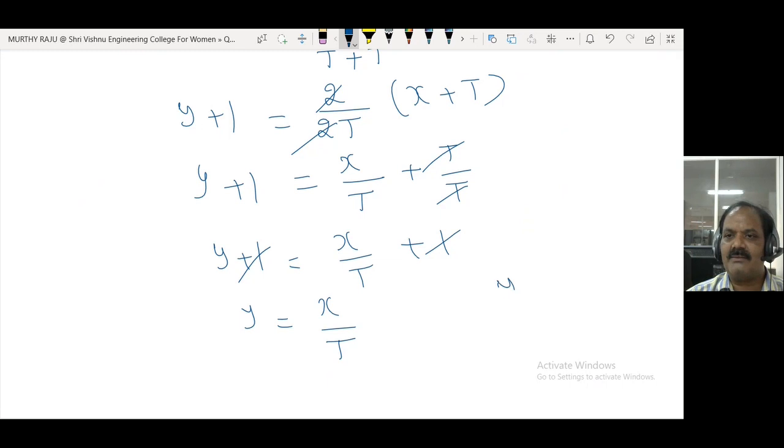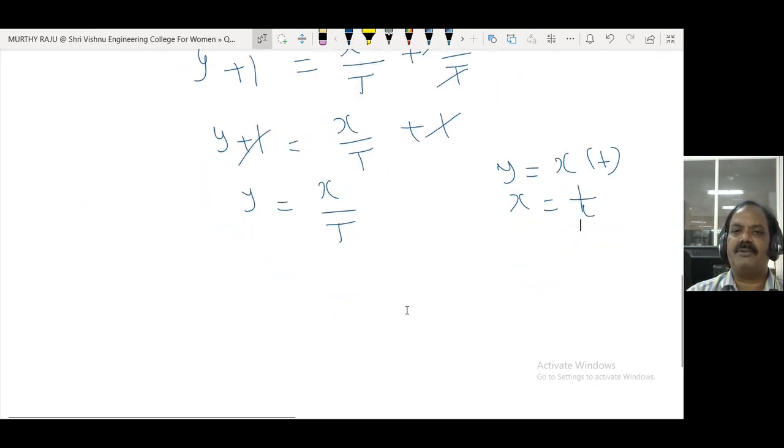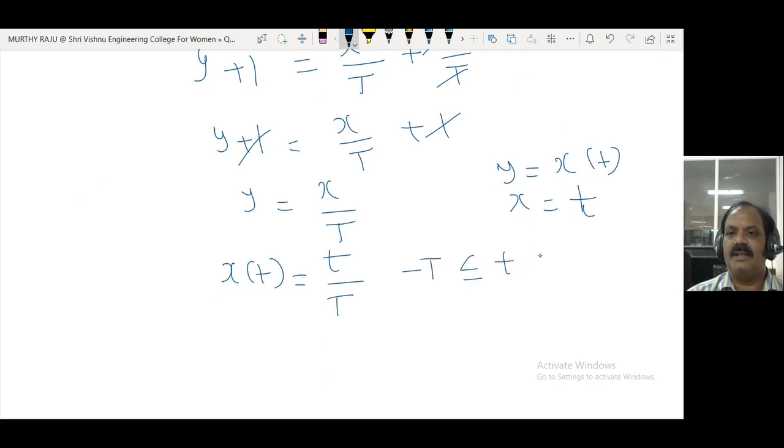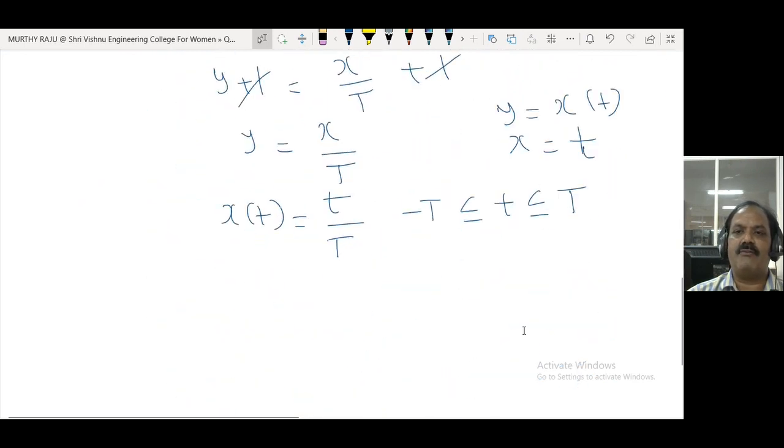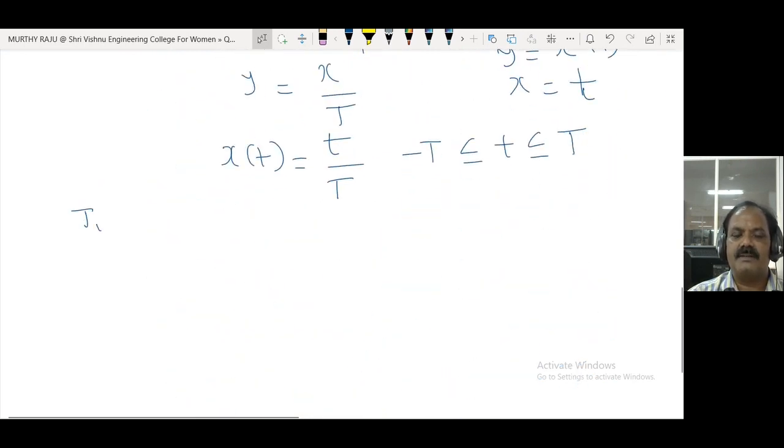We know that y means the y-axis, that is x of t, and x means the x-axis, that is the t-axis. Substitute y is equal to x of t. x of t is equal to small t by capital T in the interval minus T less than or equal to t less than or equal to capital T. This is the equation. The time period of the waveform, T naught, is equal to 2T. The function is x of t equal to small t by capital T, minus T less than or equal to t less than or equal to T.